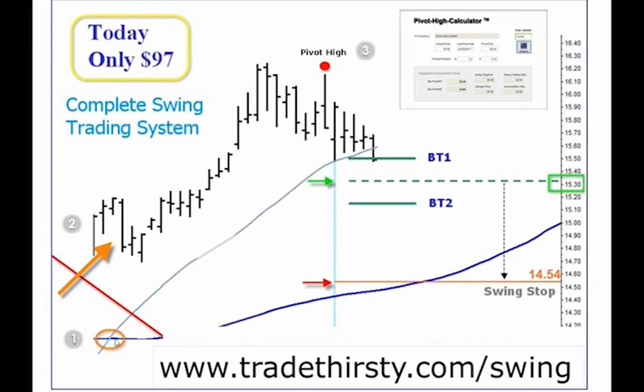Again, you're going to learn the 2 key moving averages. You're going to learn a mechanical way to draw a trend line. It's very simple, but it's guaranteed you're going to draw the right trend line. You're going to work off a pivot high, a 4-1 pivot high. You got the calculator to compute your buy points. You're going to know where your stops go.